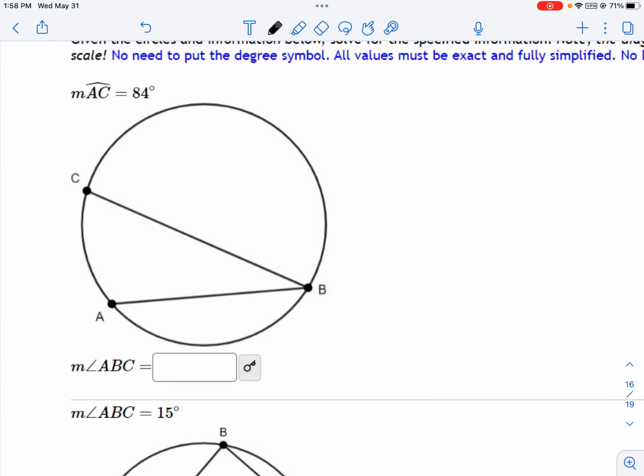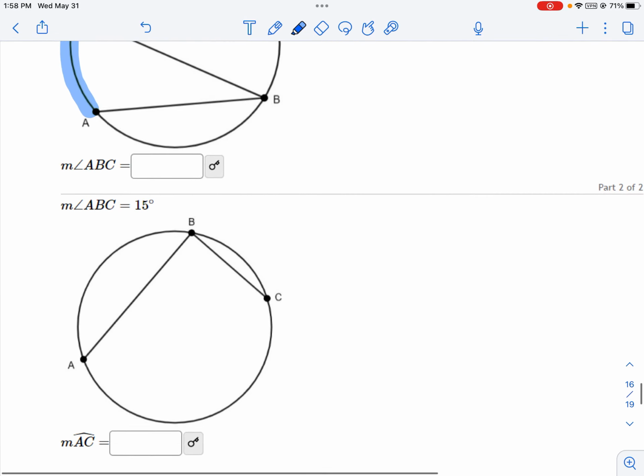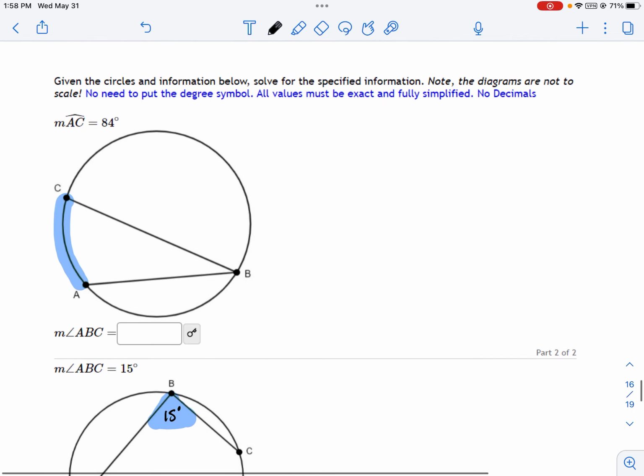So, given a circle, we have essentially two things to find. We have the measure of arc AC is 84, right? And on the second one, we have that the measure of angle ABC, which is this little angle right here, we're told is 15 degrees. Now, knowing these arcs or angles, how can we find what we need?